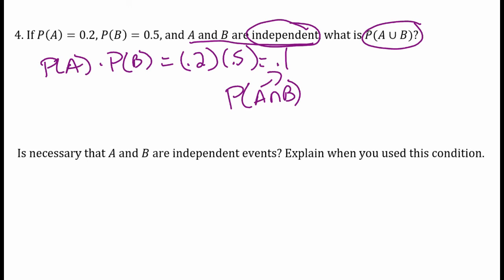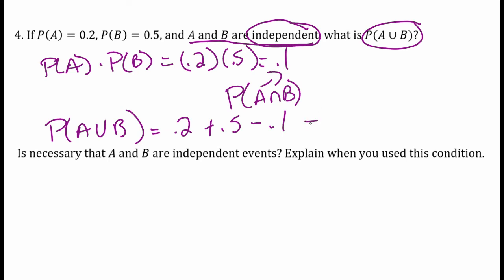So what's the probability of A or B? Well, the probability of A or B is going to be A plus B minus the overlap. So A plus B is 0.7 minus 0.1 gives me 0.6. So that OR probability is 0.6.